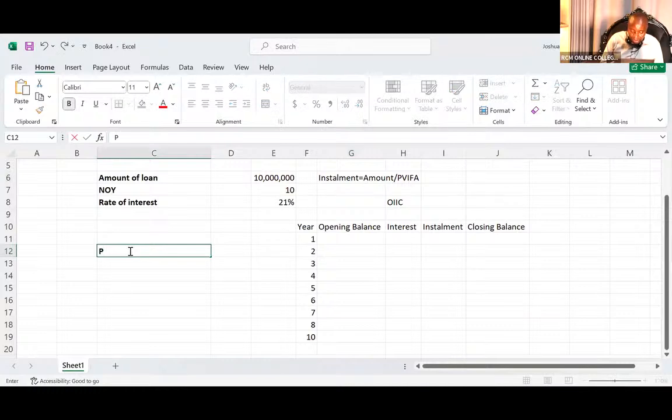PV FAR will always be equal to, you can open brackets here because of Excel, 1 minus, into brackets here, 1 plus R. And then you will come and raise. Remember, raise is the one that is shift 6 on top of 6. So raised to negative n. And then whatever answer you will get out of this, you shall come and divide by R.